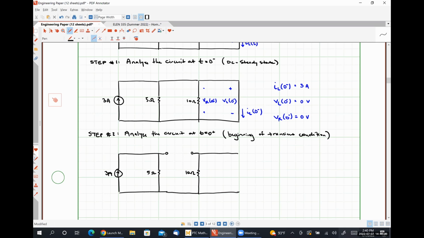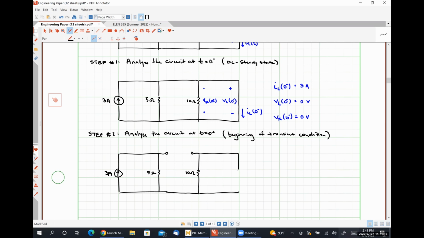So what I'm going to do is replace my inductor at this very specific instant in time with a current source, which has the same direction as IL at 0 minus and the same magnitude as IL at 0 minus, because we know that the current has to be the same direction and magnitude of IL at t equals 0 plus.